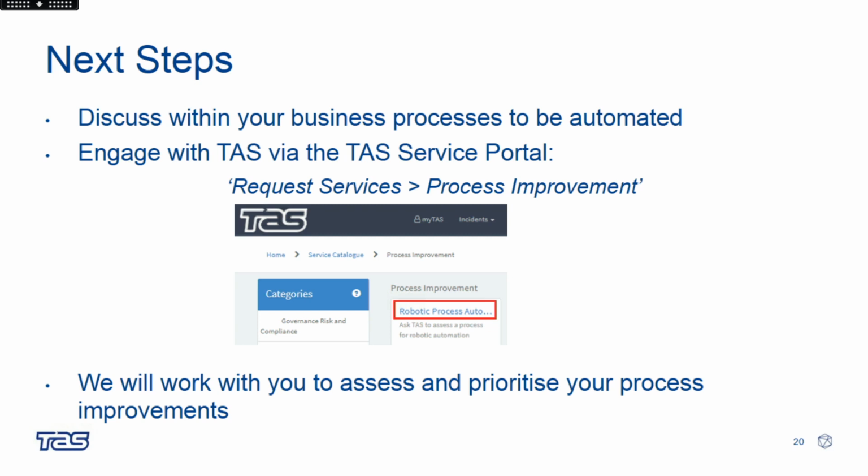Now, if you're listening to this and you don't have access to our service portal, that's fine. Jump into tas.business, that's TAS.business, and on that website, you can jump into our robotic process automation page and fill in a very quick form there, and that will go through to our team, and they will reach out to you and talk about how we can help you on your RPA journey. But at the end of the day, when in doubt, or if you're unsure, just reach out to us and we will work with you to identify, to assess, and to prioritize your process improvements.